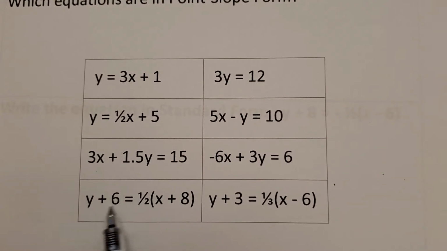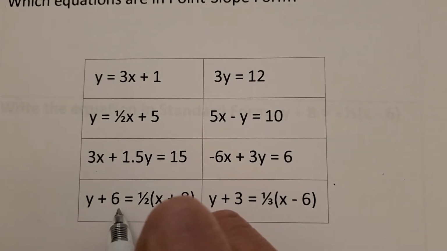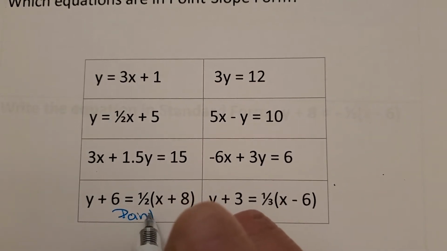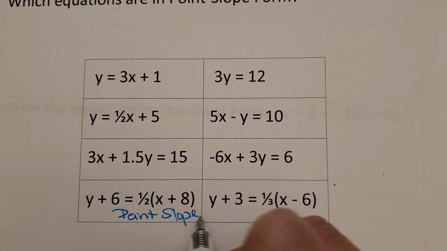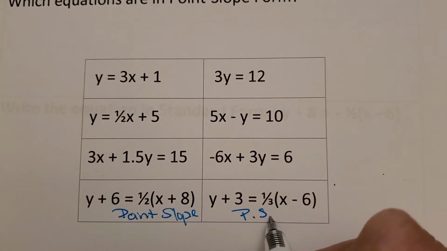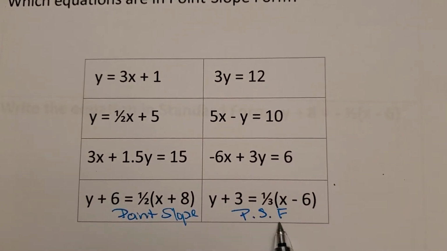This one, we have a y, an x, parentheses. This is in point slope form. And so is this one. We'll abbreviate here, point slope form. Those two are both in point slope form.